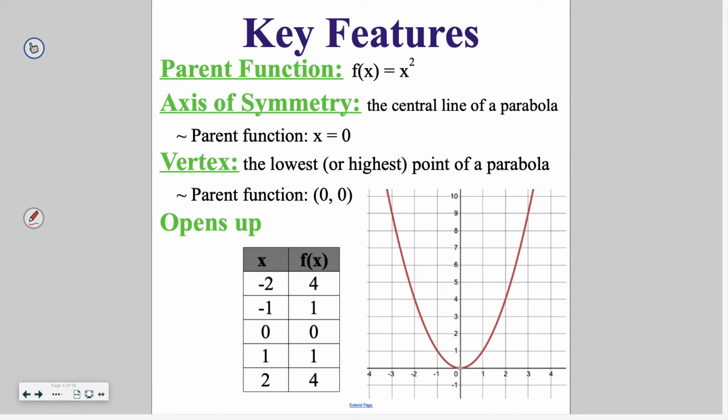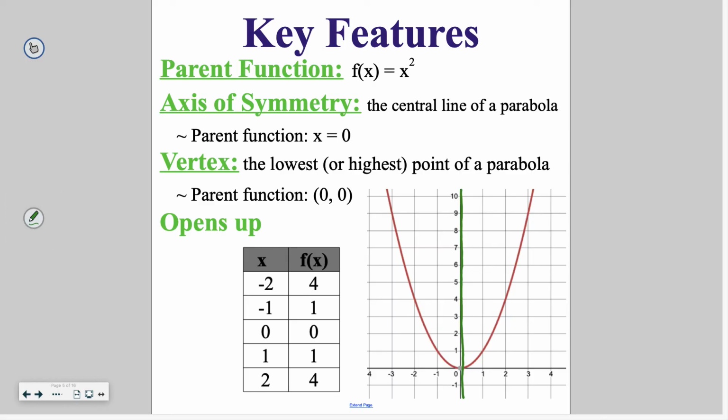A few key features of this parent graph. First is the axis of symmetry. All parabolas have an axis of symmetry. They are perfectly symmetrical. In the case of the parent function, the axis of symmetry is going to be where x equals 0, aka the y-axis.